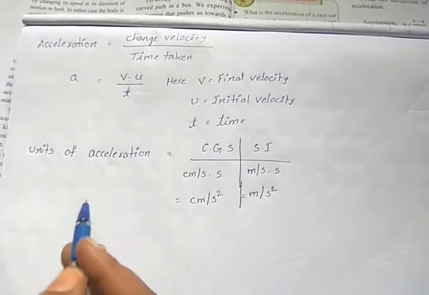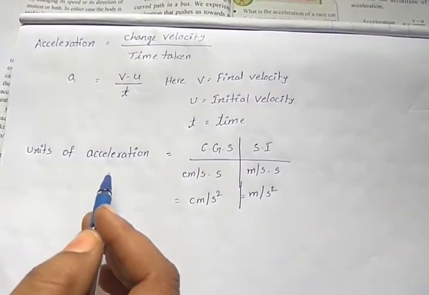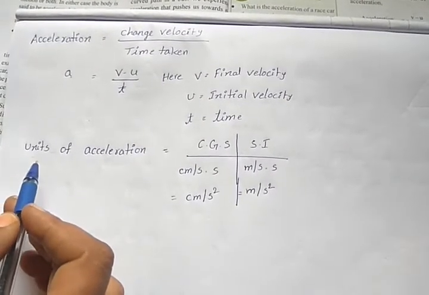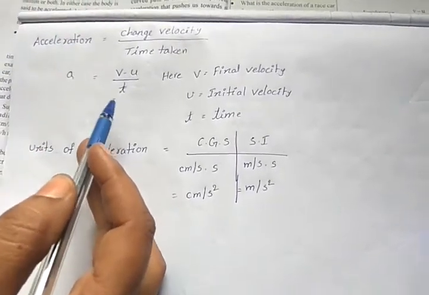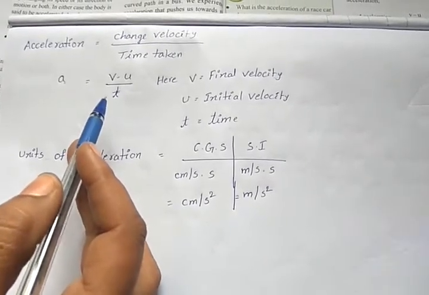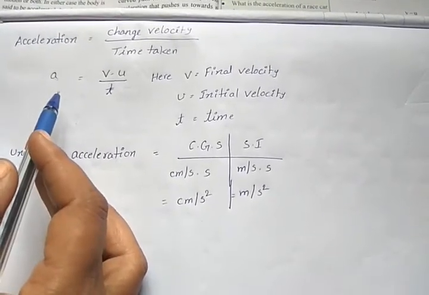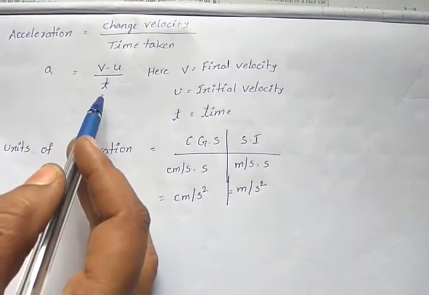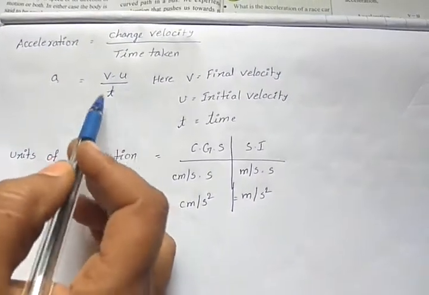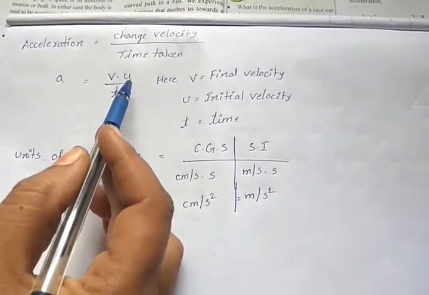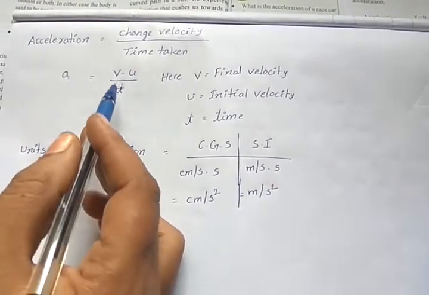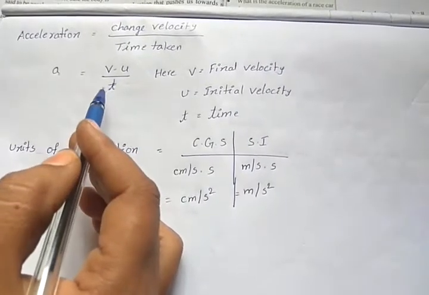Units of acceleration. Always remember, children, if you want to find units, you should know the formula. From the formula only you get the units. Clear children? So what is the formula of acceleration? a is equal to (v - u)/t. Yes or no? In the numerator we have change in velocity. In the denominator we have time.